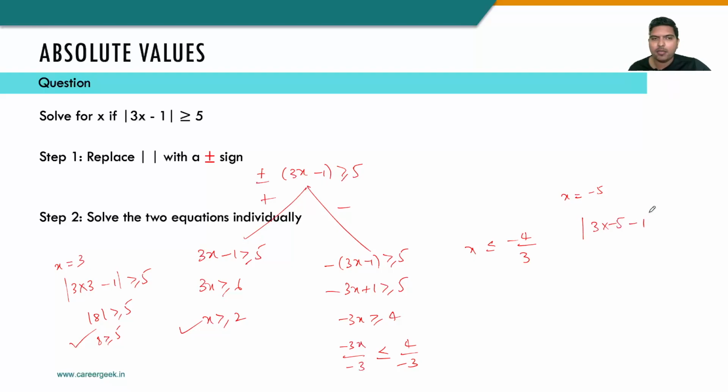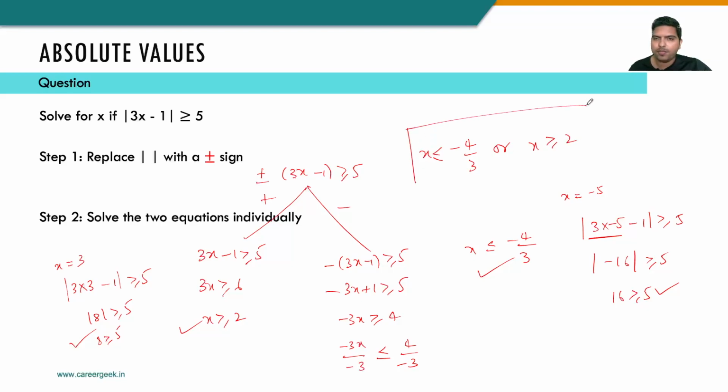3x minus 1 is greater than or equal to 5. So negative 15 and negative 1 is negative 16. Inside a modulus, which becomes positive 16. This satisfies, so this is true. So how do we write the solution? The solution is x is less than or equal to negative 4 by 3 or x is greater than or equal to 2.